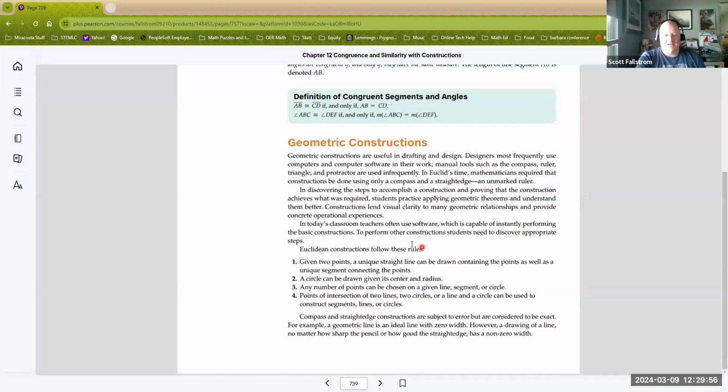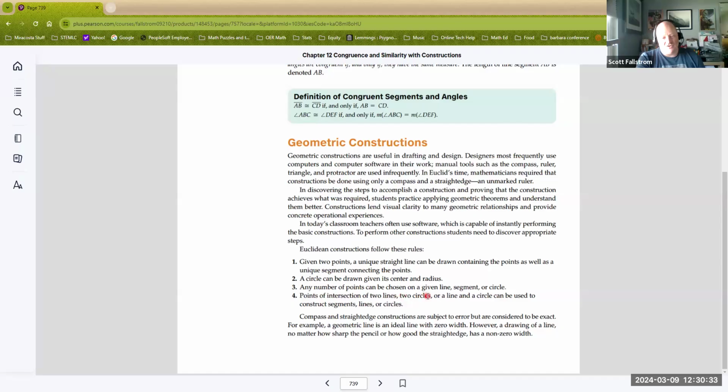All right, let's see here. Here are the construction rules. If you have 2 points, a unique straight line can be drawn containing the points, as well as a unique segment that creates the points. So if you have 2 points, you can draw a line between them, or you can draw a segment. A circle can be drawn if you have a center and a radius, okay? Because that center will be the pokey part of your compass. The radius will be the distance between the pokey part and the lead part. And as you turn it, you'll be creating a circle.